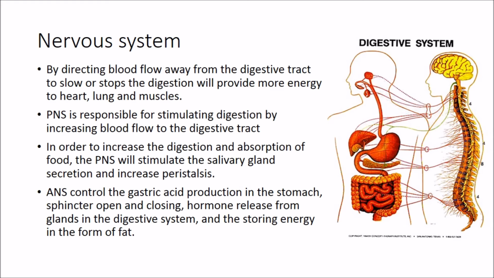The autonomic nervous system will control digestive functions such as secretion of saliva from the salivary glands, peristalsis to move food along the digestive tract, gastric acid production in the stomach, sphincter opening and closing, hormone release from glands in the digestive system, and the storing of energy in the form of fat.